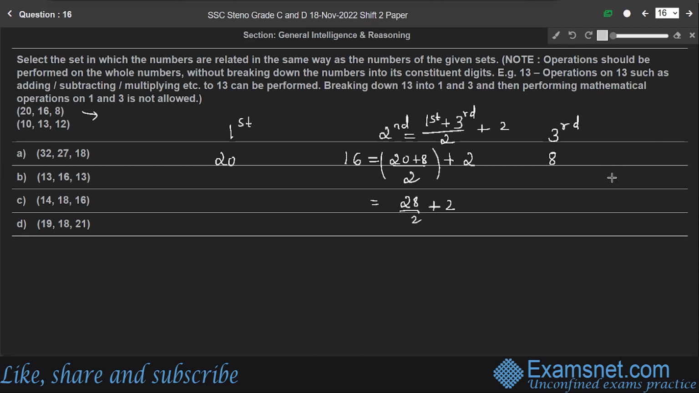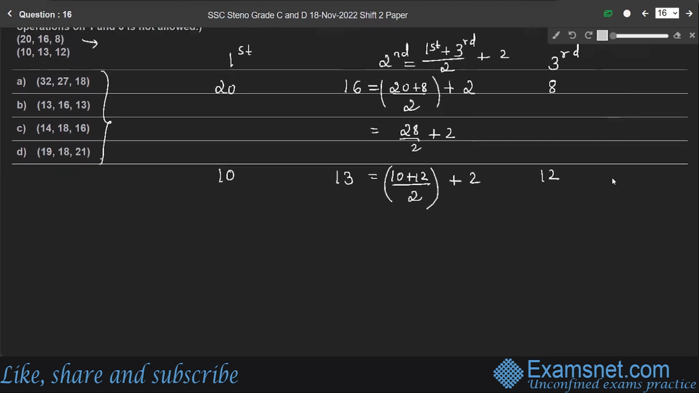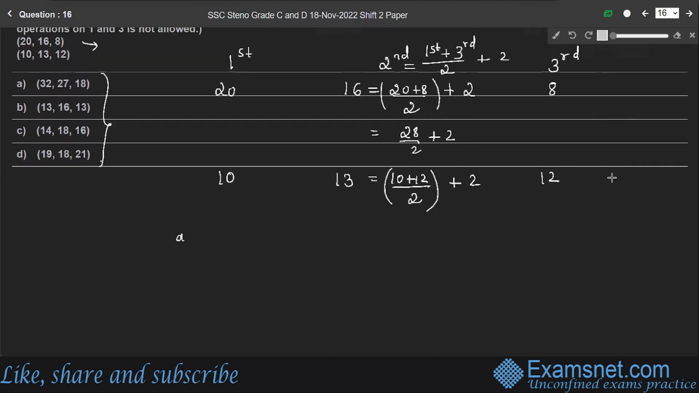Similarly, the second set of numbers: 10, 13 and 12. 13 is nothing but 10 plus 12 divided by 2, which is 22 by 2 is 11, plus 2, 11 plus 2 is 13, right? So among four options, which option follows the same logic, same rule?